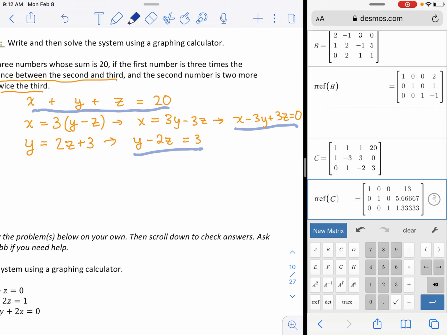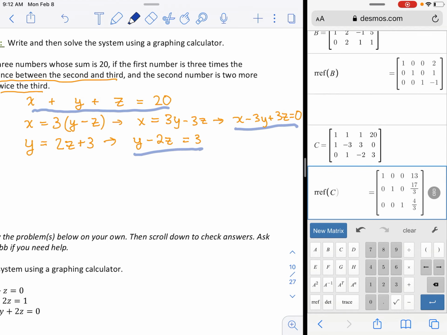And this one, you might notice it spat out some decimals and approximations here. We do not want those, so hit this little thing that looks like the circle with the fraction in it on the right there, and have it turn your matrix into fraction form. So our result for our 3 numbers, these are not whole numbers. The 3 numbers are 13, 17 over 13, and 4 over 3.